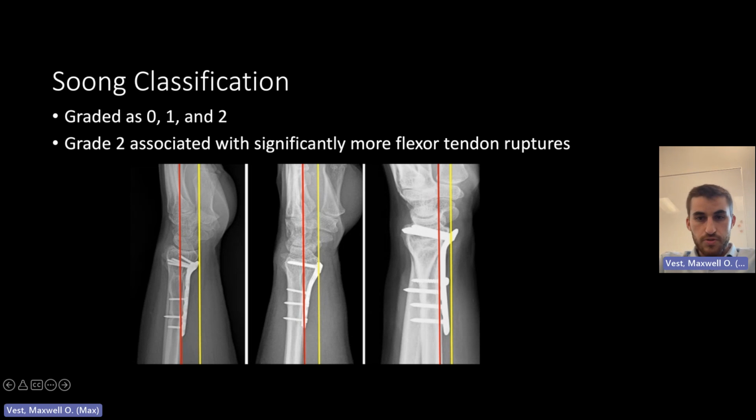And these grade 2s have a significantly higher risk of flexor tendon rupture, particularly your FPL and your FDP. So if you have a fracture that you just have to put the plate distal just to get good subchondral support, say it's a very distal fracture, you don't want to lose this volar rim fragment. In the post-op period, you want to keep an eye on any symptoms of tendon irritation, particularly FPL and FDP.